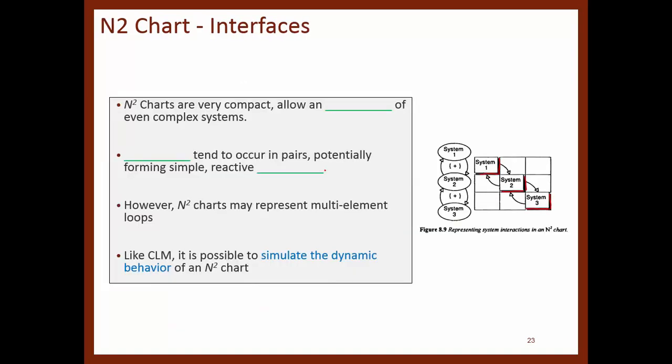Again, N-square charts are very compact and allow for an overview of even complex systems. Interfaces tend to occur in pairs, potentially forming simple reactive causal loops. So you see, they are somehow connected. If you develop your causal loop model, that relationship can also be represented within an N-square chart. However, this N-square chart may represent multi-element loops. So it's not just one or two elements participating; you can see the connection among all of them. Like the causal loop model, it is possible to simulate the dynamic behavior of an N-square chart.